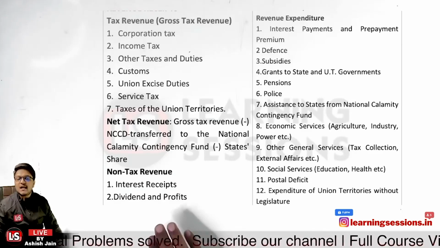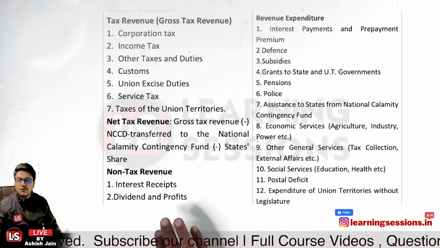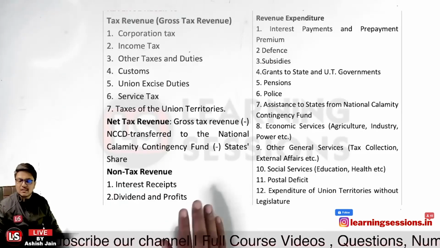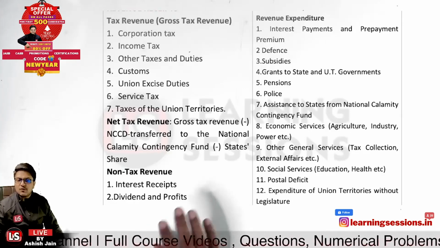And for the dividends and profits, if the government has invested in some companies or some instruments, in that particular case the government will be earning profits or dividends on it.